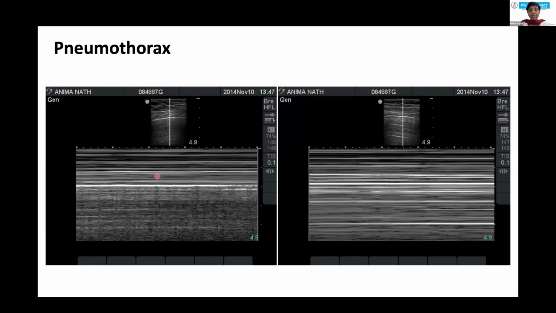So on my left is the normal lung. You could see the seashore sign, the parallel lines, and then these speckled artifacts, which resemble the seashore. And when there is a pneumothorax, you can see that these parallel lines are continuing below the pleural line as well, right? And now this movement is gone, the lung is collapsed. So this movement you will not see, and hence this is what we will see in our pneumothorax patient.